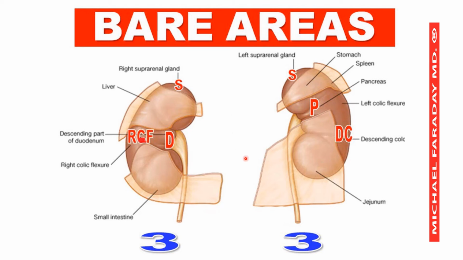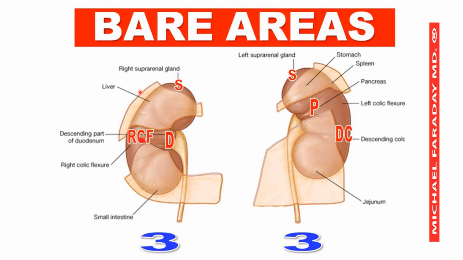So we'll start with the left kidney. For the left kidney, the left suprarenal gland has no peritoneal covering. Then we have the body of the pancreas. That part has no peritoneal covering. Then we come to the descending colon. It has no peritoneal covering. So three of them: left suprarenal gland, body of the pancreas, descending colon. For the left, they have no peritoneal covering.